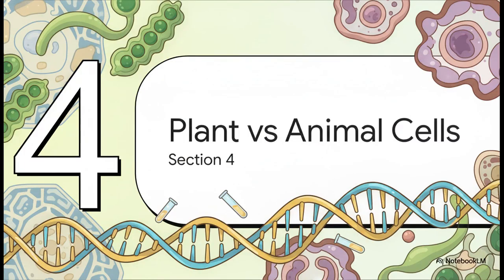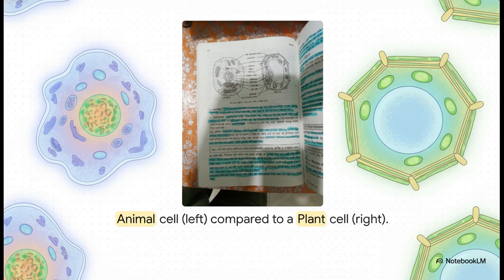Section 4, plant versus animal cell differences. Pay close attention here, because this ultimate comparison is pretty much guaranteed to show up on your test. Take a look at this side-by-side view from our source text. Animal cell on one side, plant cell on the other. Visually scan the differences between the two for a second.